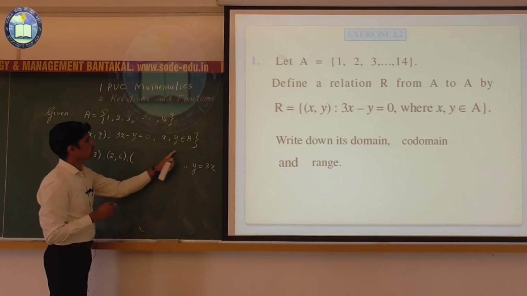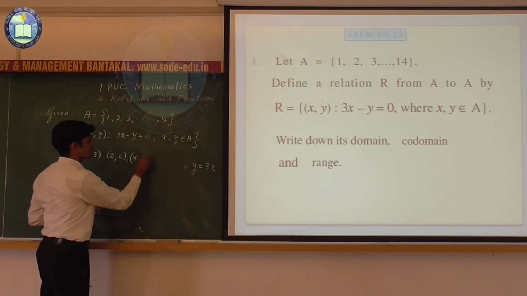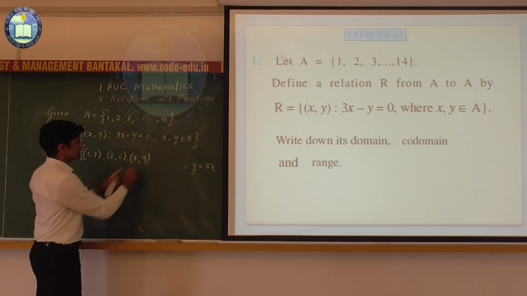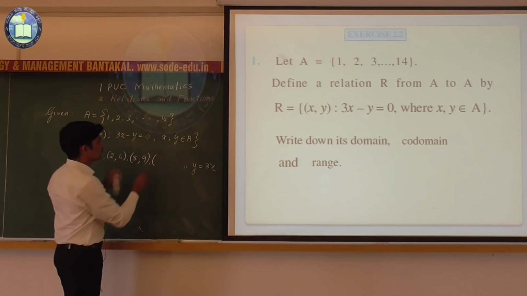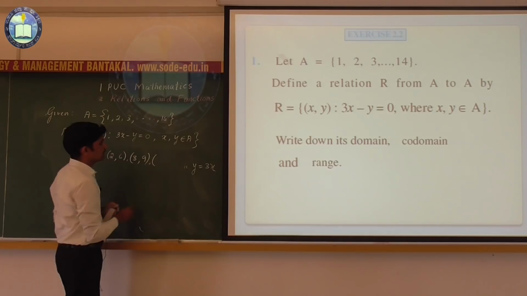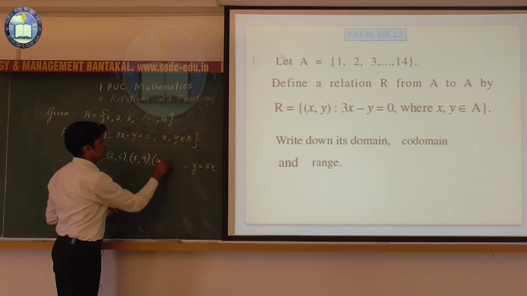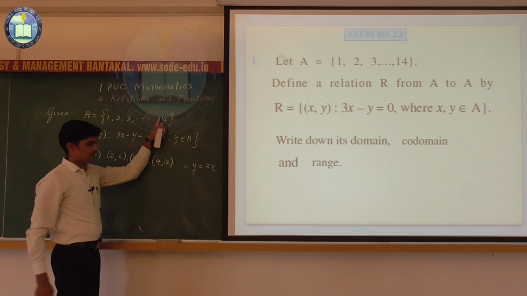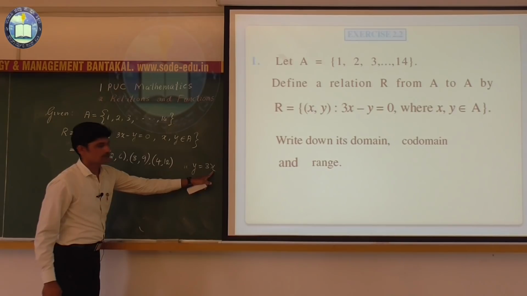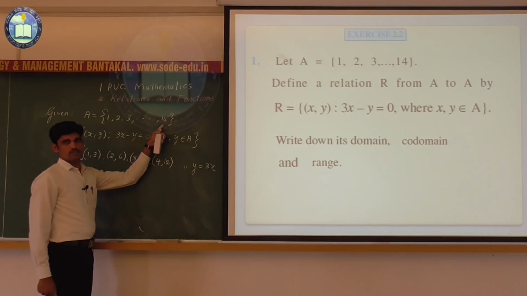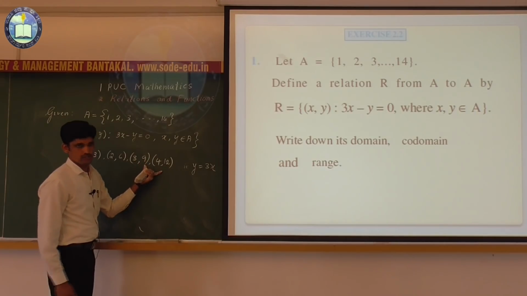Next, let us give x is equal to the next element, 3. Then the value of y is equal to 3 into 3. It is 9. So 9 also belongs to set A. Let us give x is equal to 4. When we give x is equal to 4 here, 3 into 4 is 12. 12 also belongs to the set A. When we give x is equal to 5, 3 into 5 is 15. 15 does not belong to set A. Therefore, that element does not belong to relation R.